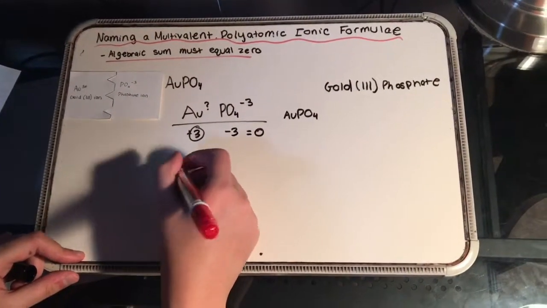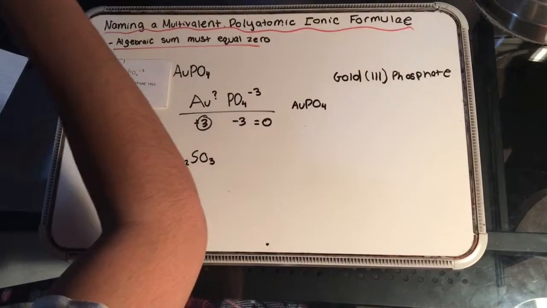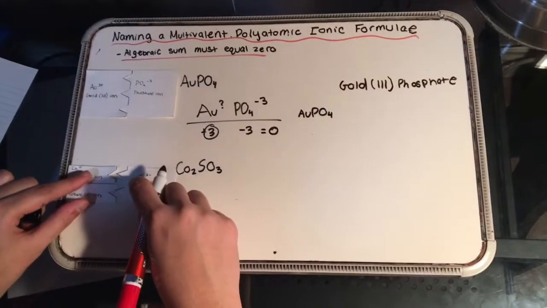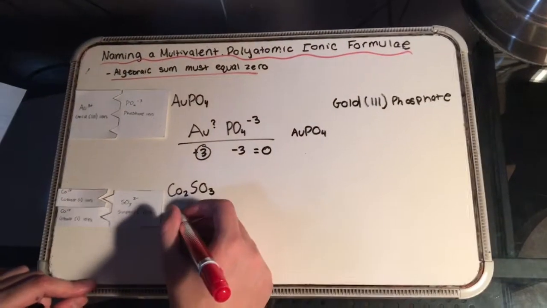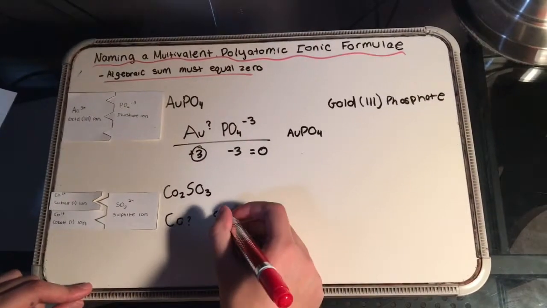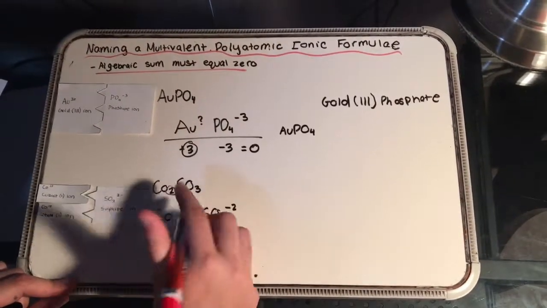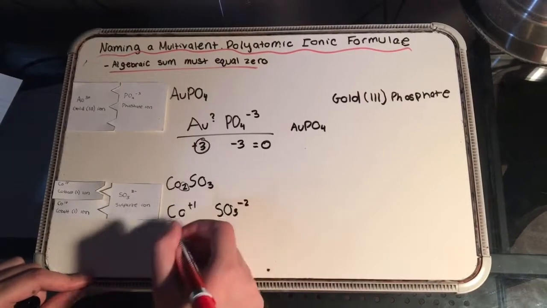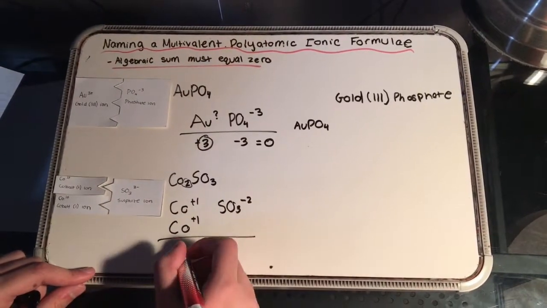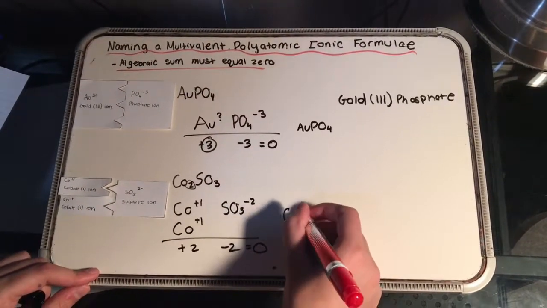Our next example is Co2SO3. The metal in this compound is cobalt, and it is a multivalent metal, which means it can have more than one ion charge. The polyatomic ion is sulfite, and it has an ionic charge of -2. So in order for the algebraic sum to equal 0, we are going to need 2 cobalt atoms and then 1 sulfite atom, so it equals Co2SO3.